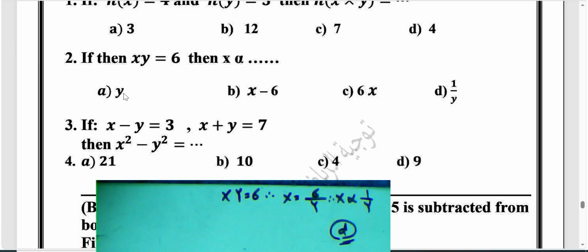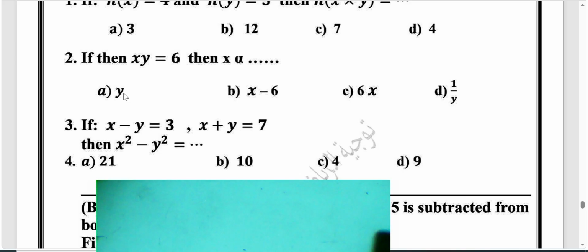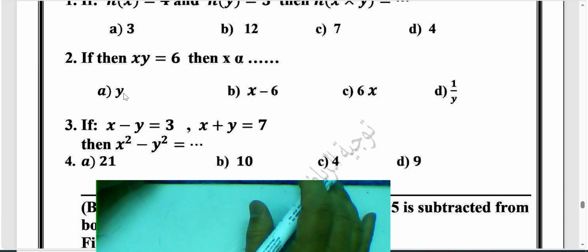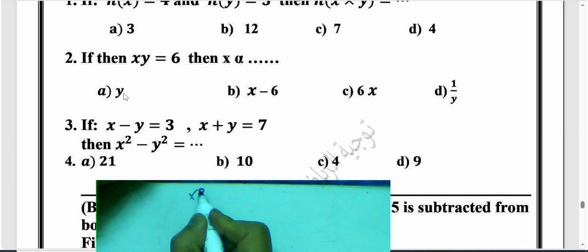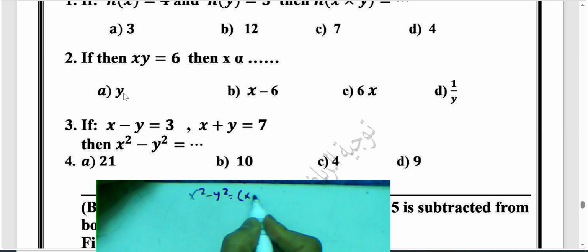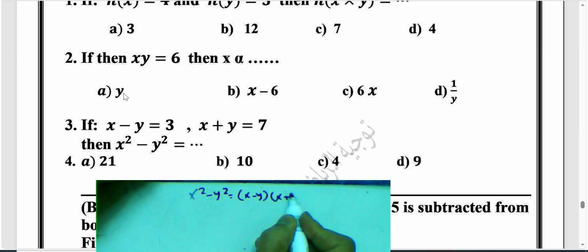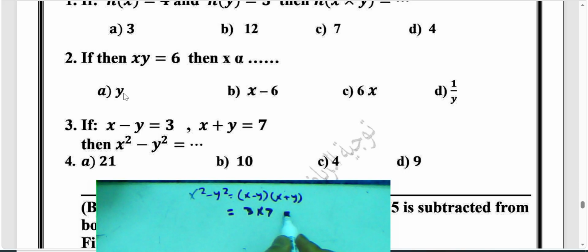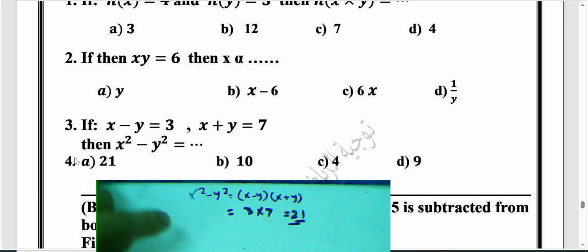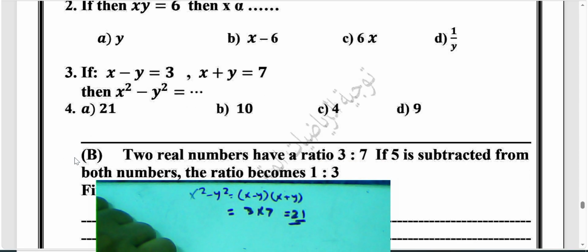Next question. If x minus y equals 3 and x plus y equals 7, then x power 2 minus y power 2 we can write as x minus y multiplied by x plus y. Then we can multiply 3 by 7. 3 times 7 is 21. Choose letter E. We have the difference between two squares. Next question.